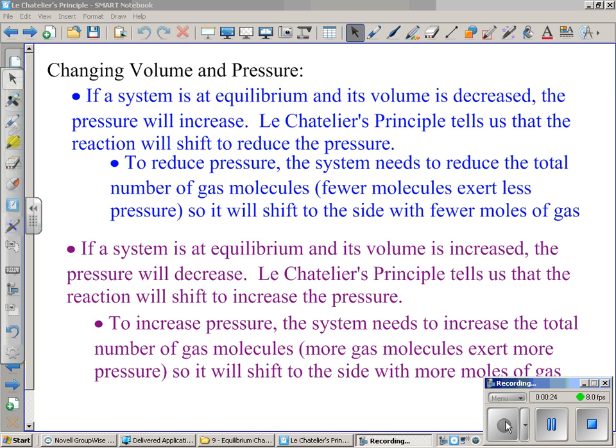If you remove something from either side, it'll shift to the side that you removed it. So if you remove some from the right, it will shift to the right. If you remove some from the left, it will shift to the left. Now we're going to talk about changes in pressure.